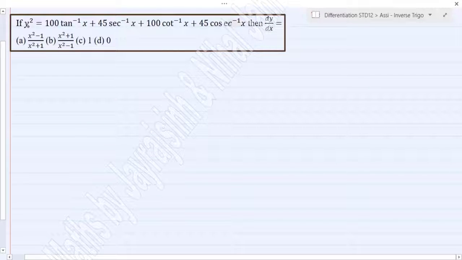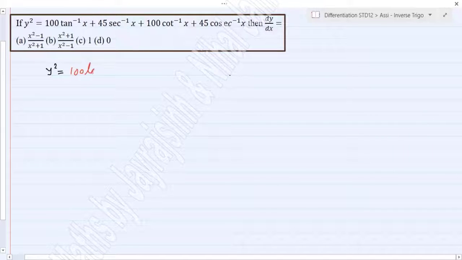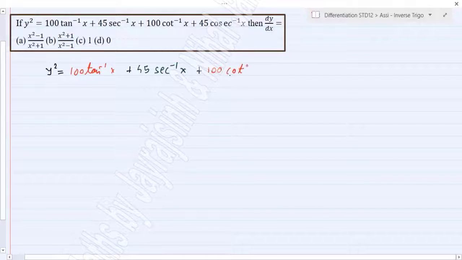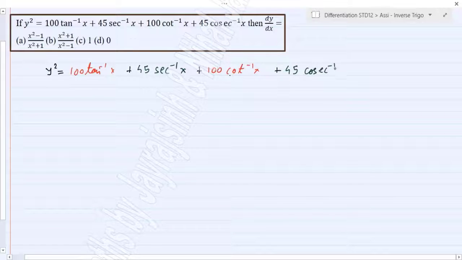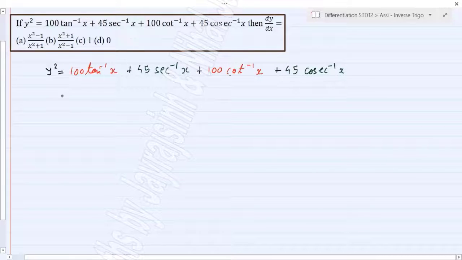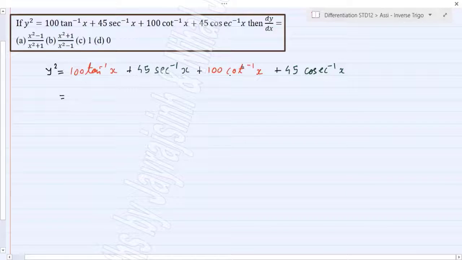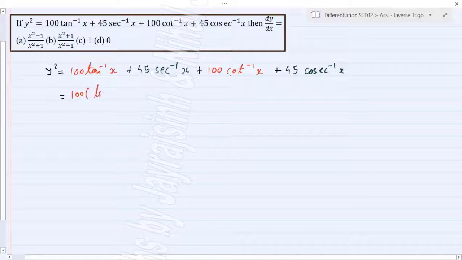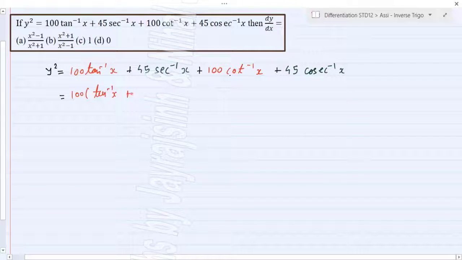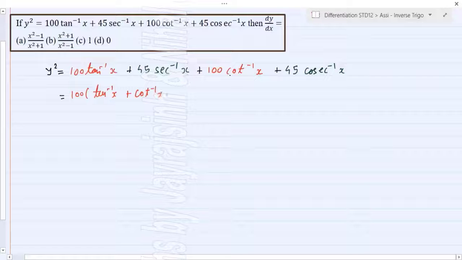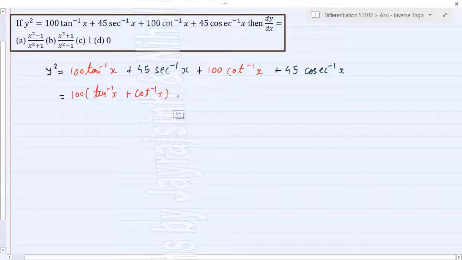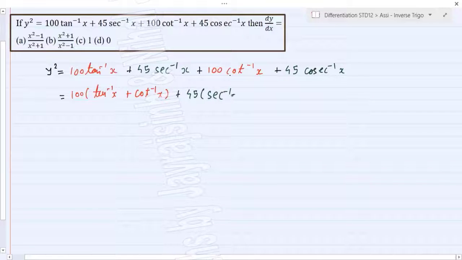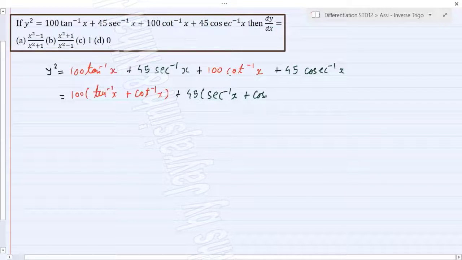In this question, we have y square is equal to 100 tan inverse x plus 45 sec inverse x plus 100 cot inverse x plus 45 cosec inverse x. We have to find dy by dx. Now, before we go for differentiation, let's simplify. Collect the terms of 100. So we'll get 100 times (tan inverse x plus cot inverse x). And from the rest of the two terms, we can take 45 common. So we'll get (sec inverse x plus cosec inverse x).